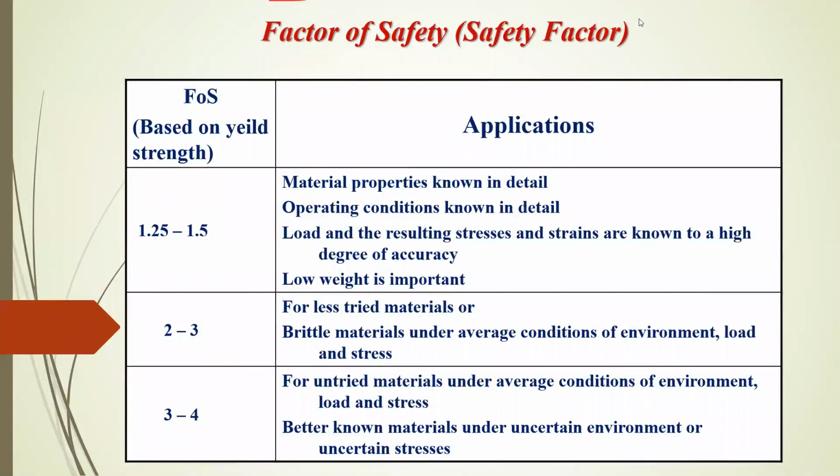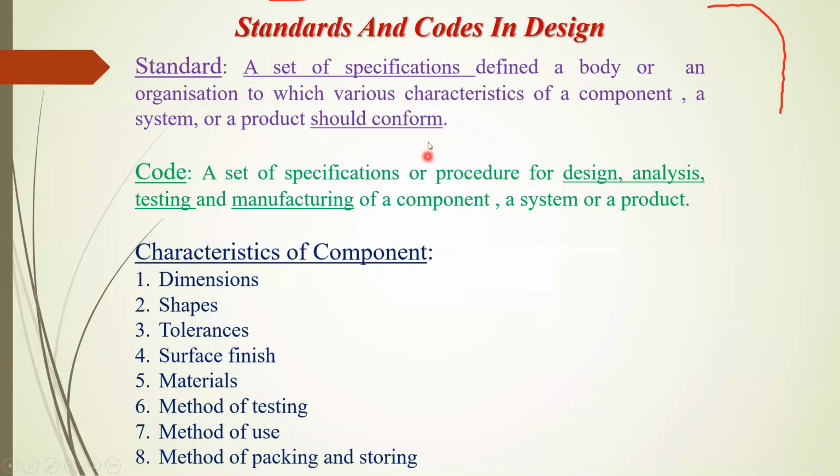So this is all about the factor of safety. Next, we will see the standards and codes in design. What is the use of standards and what is the use of codes in design? That is again the most important point. Standards and codes: what does standard mean and what does code mean? There is a difference between standard and code that we will discuss first. Then we will go to the next.